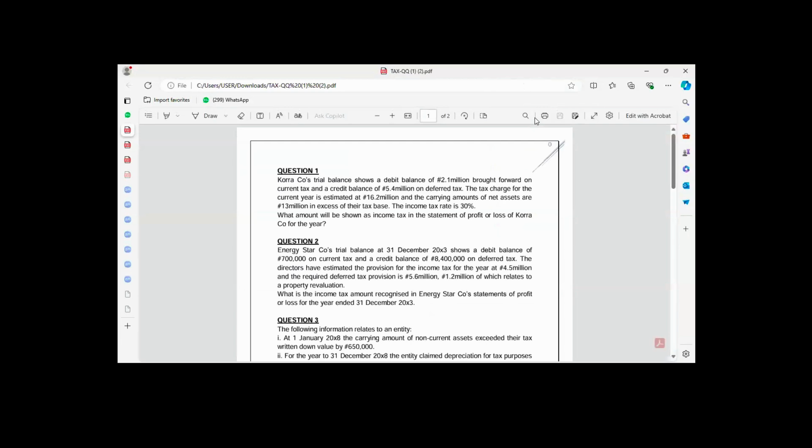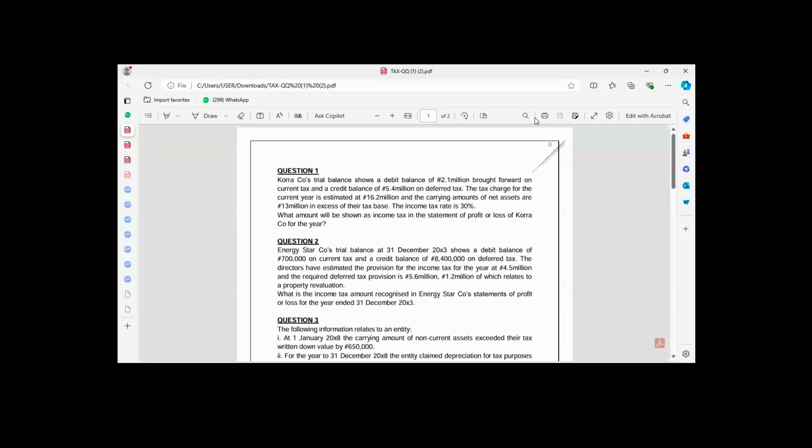You will just say, bring it. If the thing had changed, let me modify the question. If he said the deferred tax is not a credit balance but a debit balance, let me show you what would have happened.